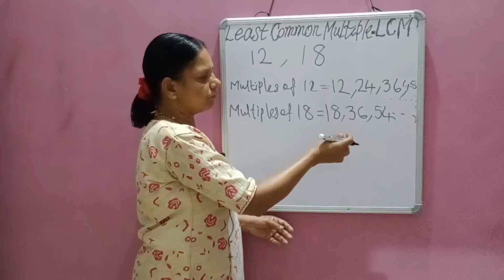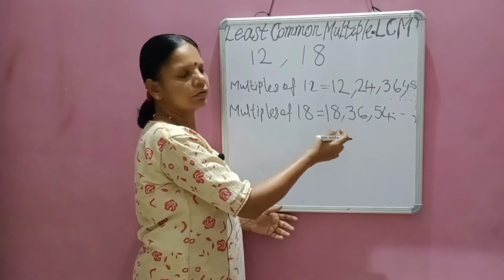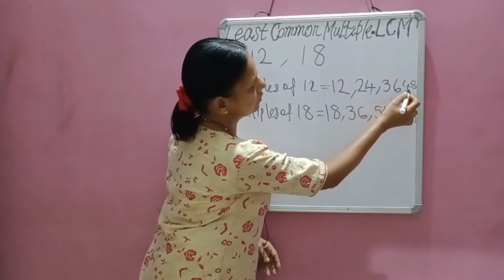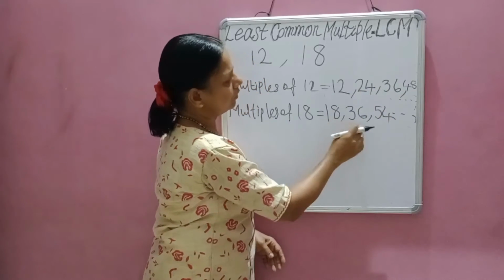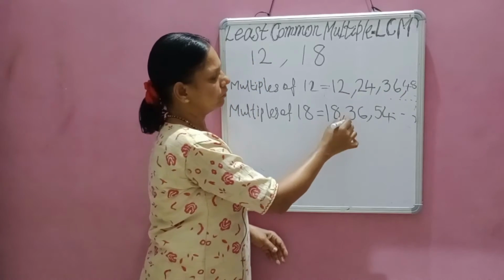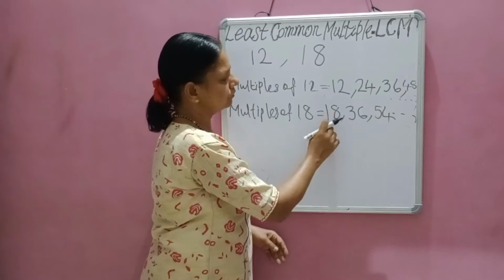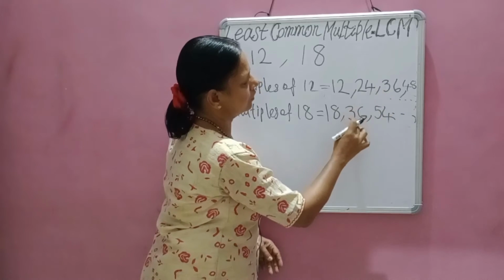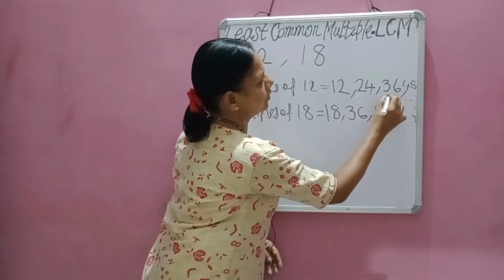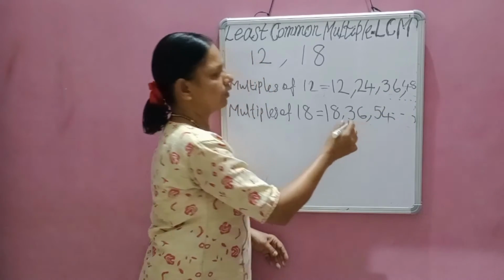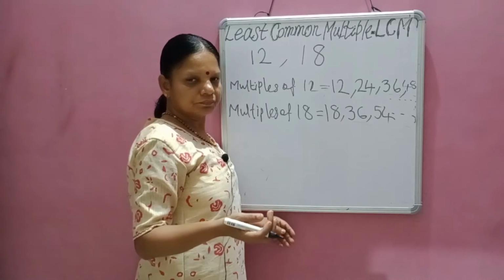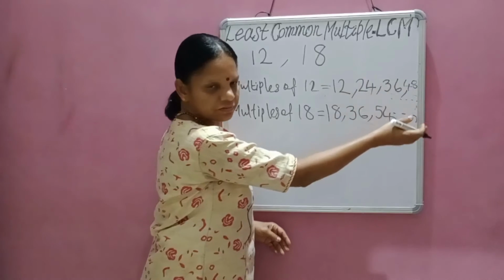Now what is the next step? Underline the common multiples. See the multiples 12, 24, 36. Which is the common in this group? See here 36 is there, here 36 is there. 36 is the common and it will be the smallest. Any doubt in that? The remaining will be greater than 36.